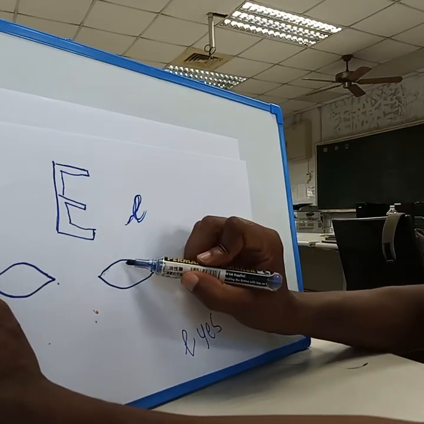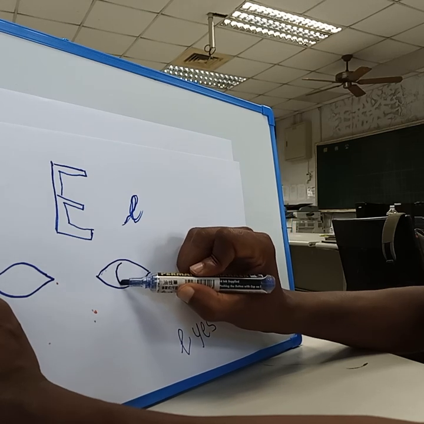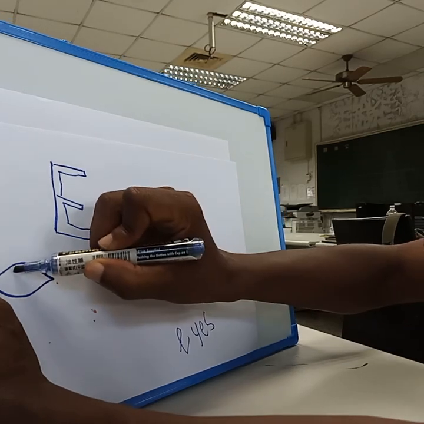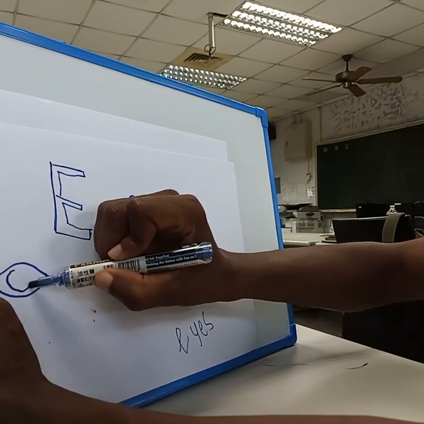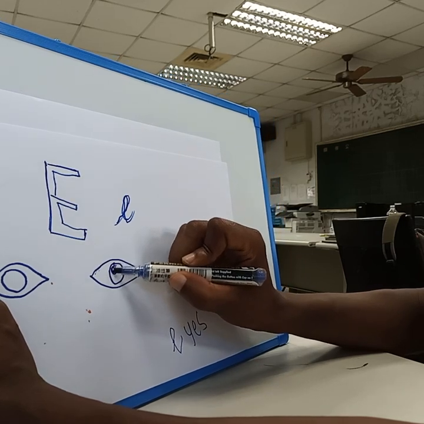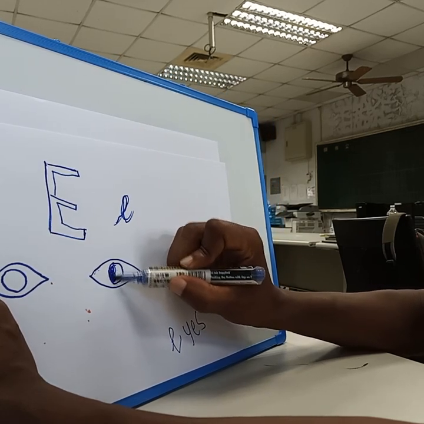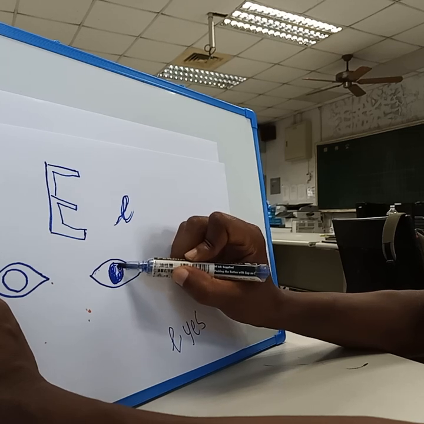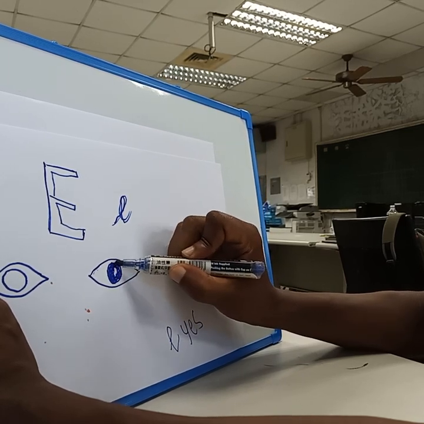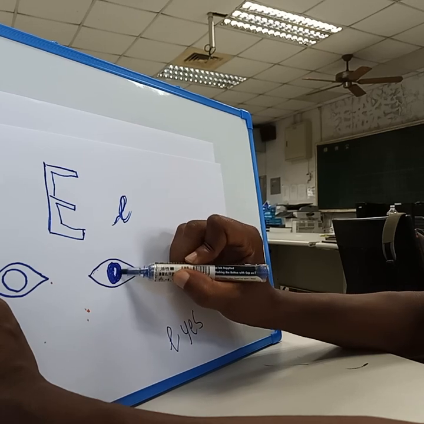Okay, after that we're going to draw a complete circle inside. It's the pupil of an eye, and then on this side we're also going to draw a complete circle, and then we're going to shade it. Let's put shades on this eye and just leave the inside part of the eye a little white.